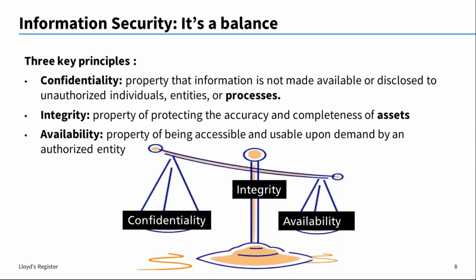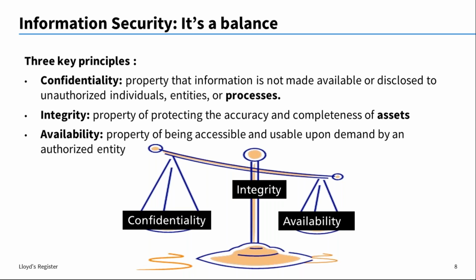So information should only be made available to those people, to those organizations, and even your internal processes that require it. Not everyone in your organization. Integrity, protecting the accuracy and the completeness of the data, the information, that it's truthful, it's not been modified, it's not been altered. And then availability, making sure that information is only accessible and used when required, upon demand, and by those people who are authorized to use it.